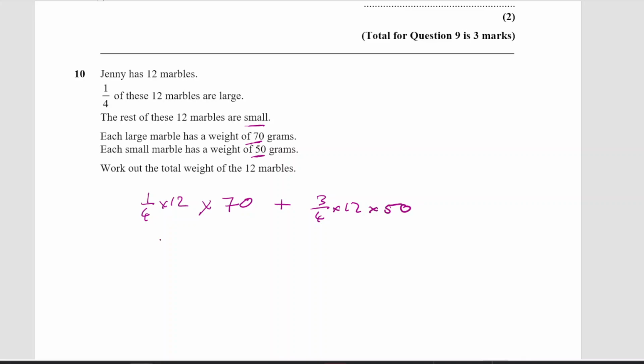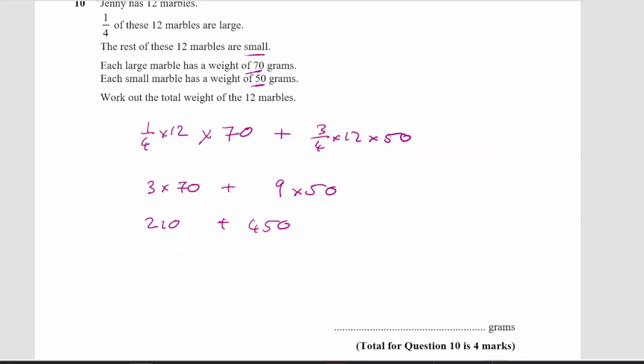So a quarter of 12 is going to be 3. So 3 times by 70, and 3/4 of 12 then is going to be 9 times 50. 3 times 70 is going to be 210. 9 times 50 is going to be 450. So my total weight is going to be 660 grams.